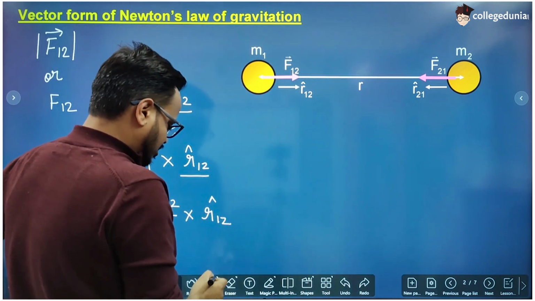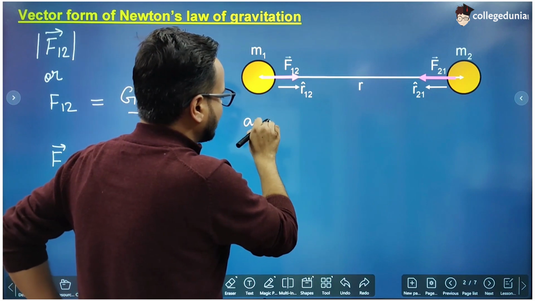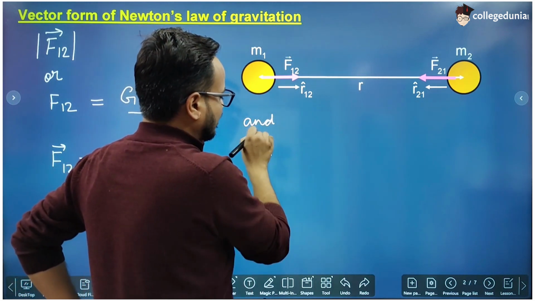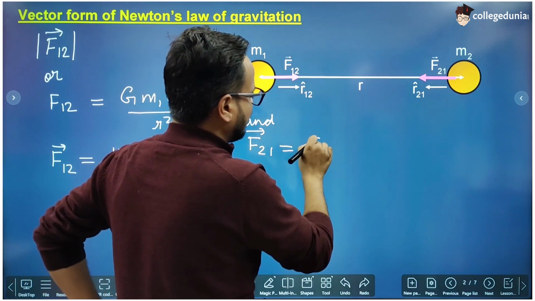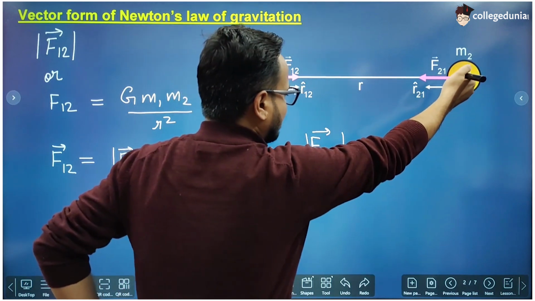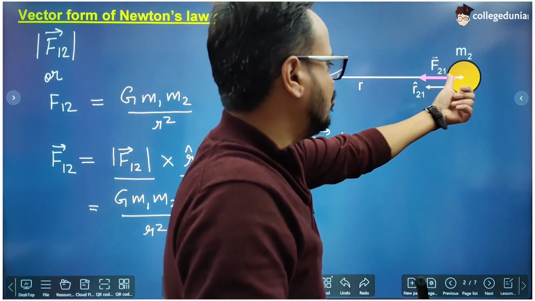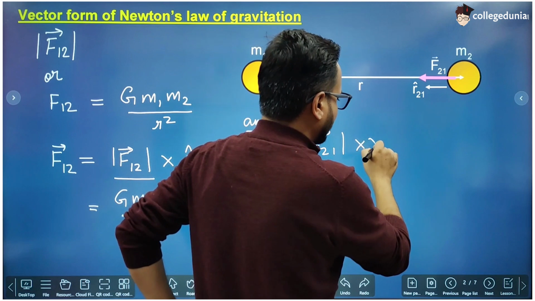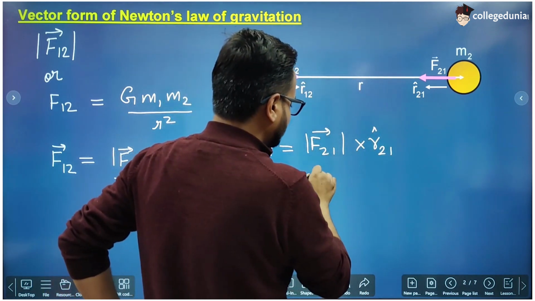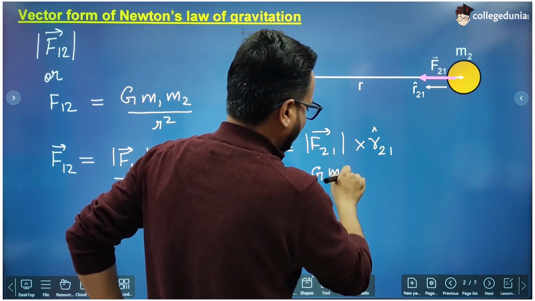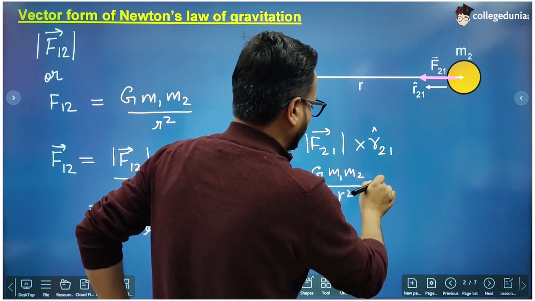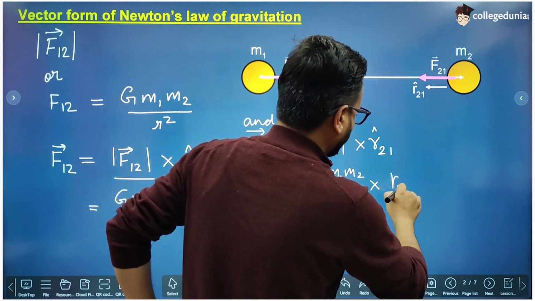And now we are talking about the other body. What is this vector F21? This vector is the magnitude of this force into unit vector in the direction of this force, which is taken as r21, right? So this is G m1 m2 by r square into r21.